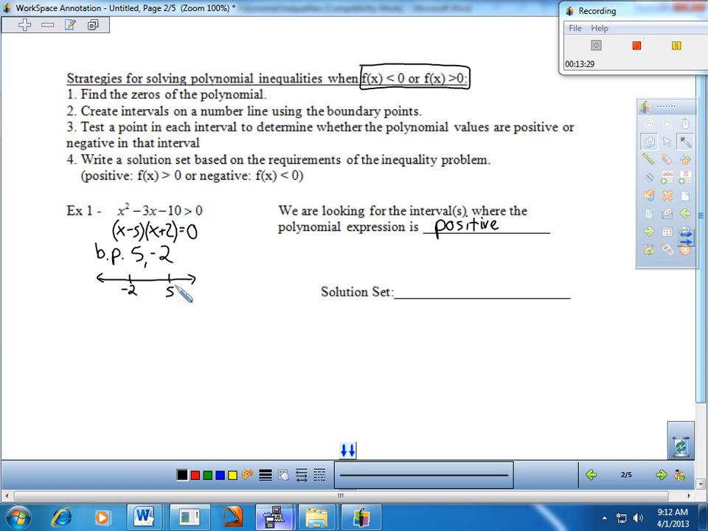So again, these boundary points possibly separate positive versus negative. And we're going to check that out. So guys, I do it as a 3-column table, basically. We have the intervals in our first. We have the factors in our second. And by the way, I have the factors of x minus 5 and x plus 2. So those are my factors.